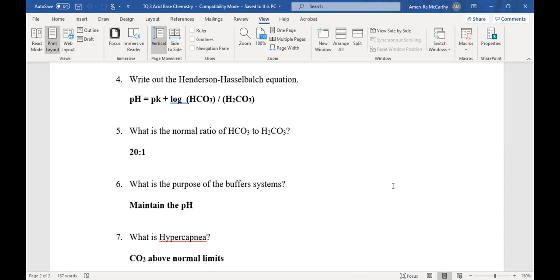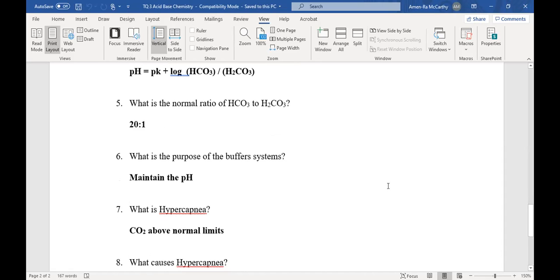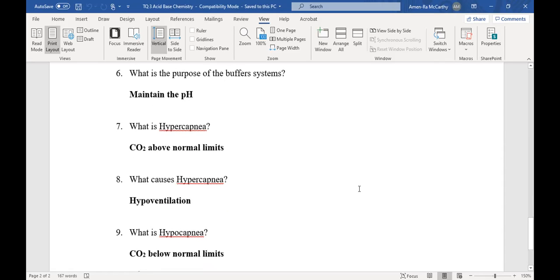And speaking of that, the normal bicarb to carbonic acid ratio is 20 to 1. That's 20 of bicarb to 1 of the carbonic acid. If you have a 10 to 1, then pH will tend to be what? If you have 10 of the bicarb to 1, more acidic. And if you have 30 to 1, 30 of bicarb to 1 of the carbonic acid, it will tend to be more alkalosis or alkaline. Excellent job, guys.